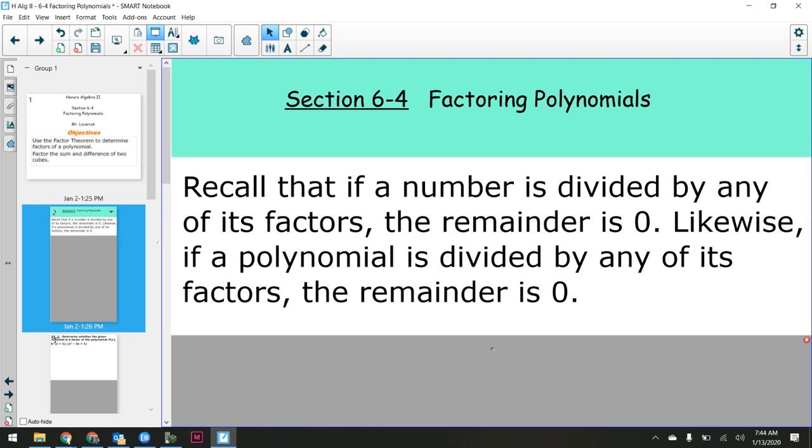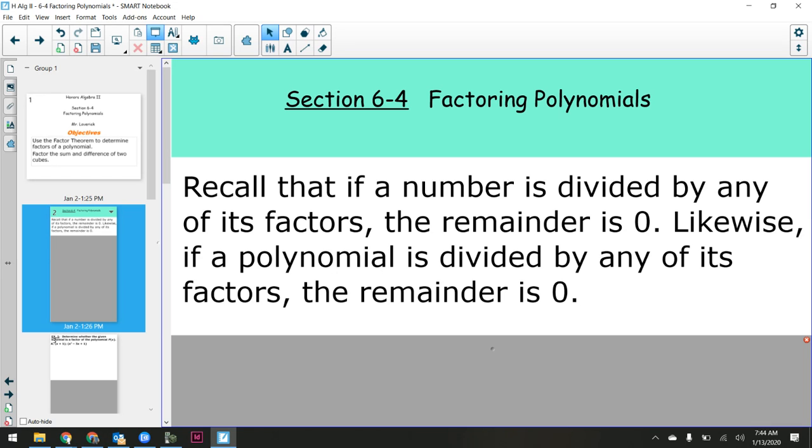If I take 15 and I divide it by 4, there's a remainder of 3, because it's 3/4 left over. If I take 15 and I divide it by 5, what's the remainder? Nothing. It's 3 remainder 0, right? So if I take a number and I divide it by one of its factors, the remainder should be 0. Likewise, if I take a polynomial and divide it by any of its factors, the remainder is 0.